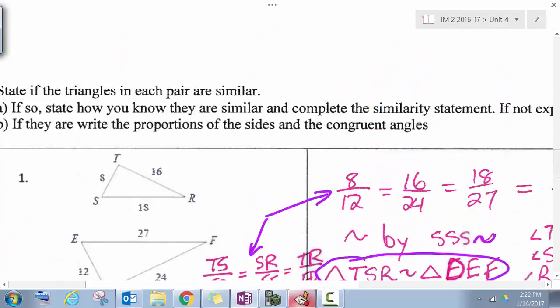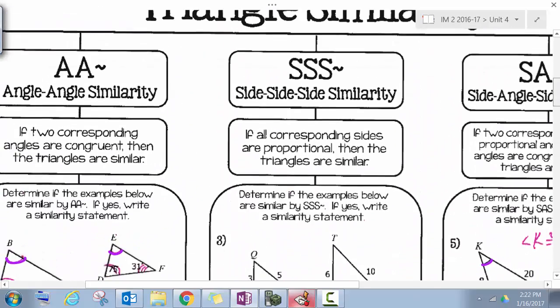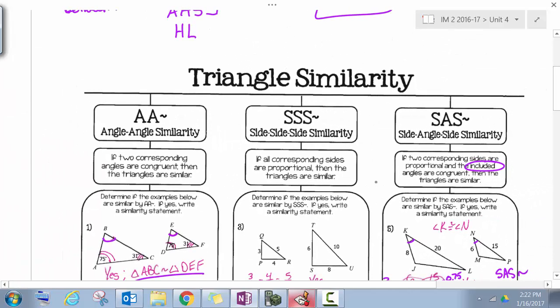So it all comes down to these three things. Angle-angle similarity, where two pairs of angles are congruent. Side-side-side similarity, where three pairs of sides are all the same proportion. They all divide out to be the same thing. Or a mixture, side-angle-side, where the angle in between the two pairs of sides that are proportional are congruent. Then we have congruent or similar triangles.